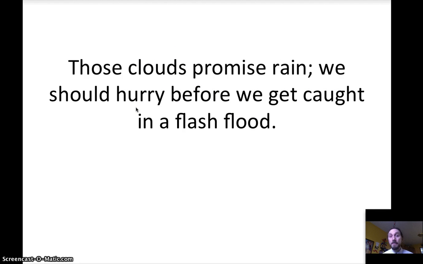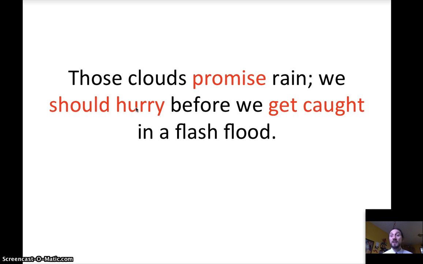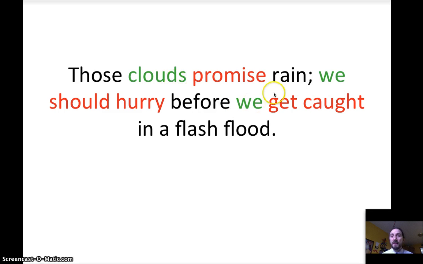Another example. Those clouds promise rain. We should hurry before we get caught in a flash flood. So we find, again, verbs. Your first verb is promise. Your second verb should hurry. And your final verb, get caught. So what promises rain? The clouds do. Those clouds promise rain. Who should hurry? We. Who might get caught? We. So we have clouds, we, and we.